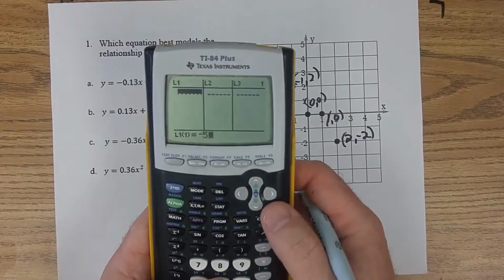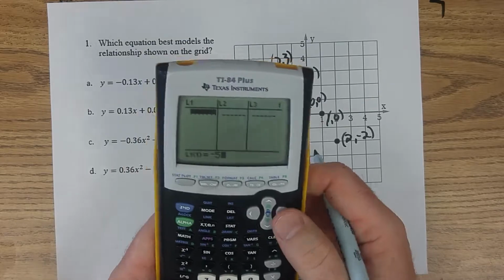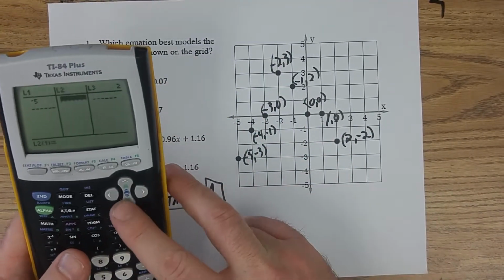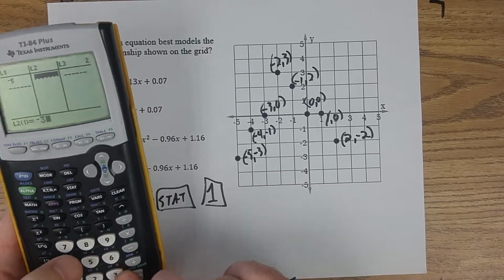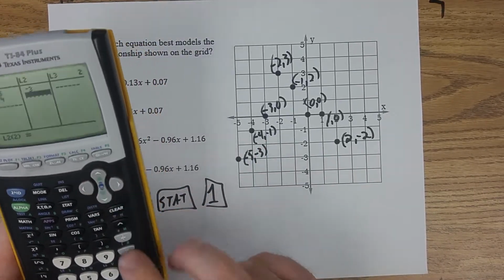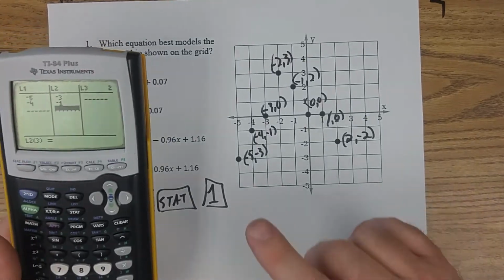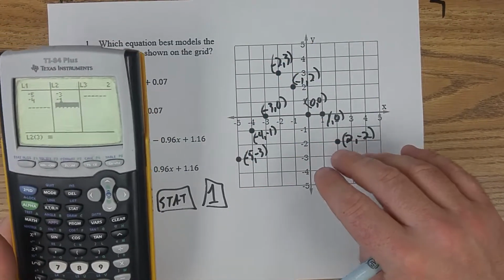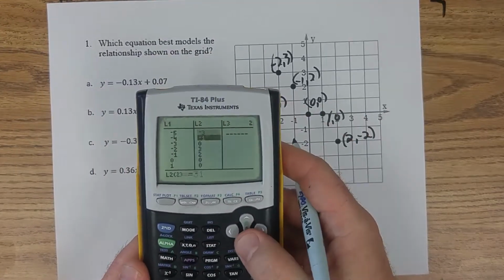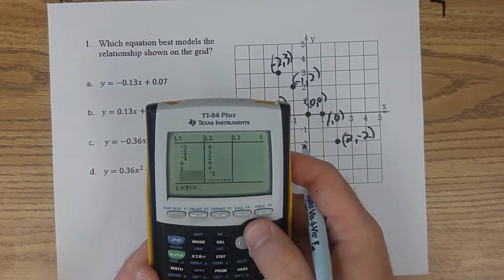So we can go -5, -3, -4, -1, and so on and so forth. I'm going to pause the video and put these numbers in because you don't need to watch me type. All right, so I've got all the points entered into my two tables.